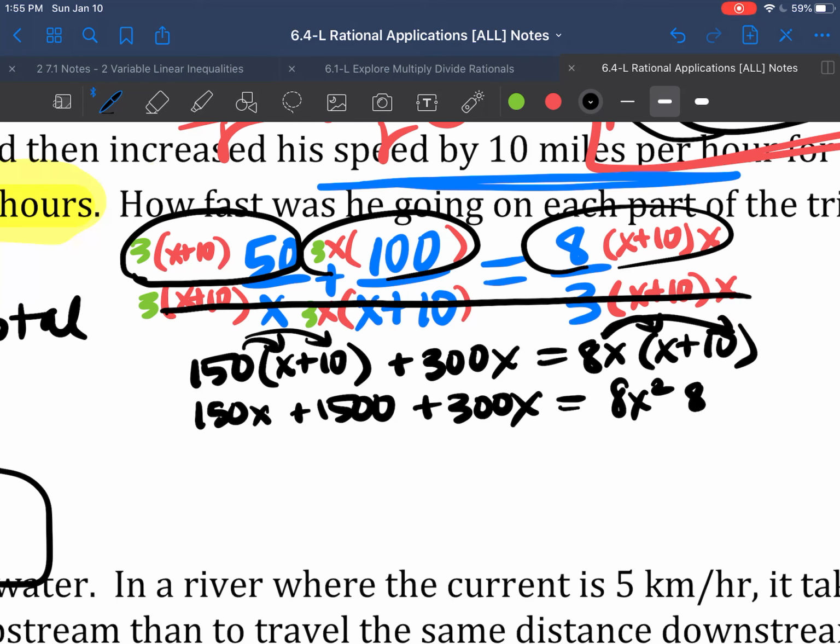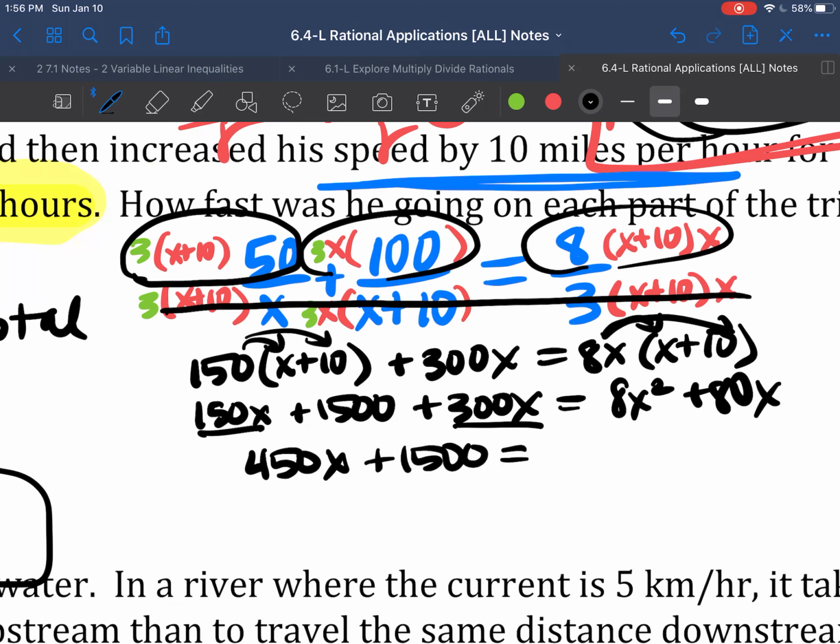And that gives me 80, gosh. Okay, so now we have a quadratic to solve. All right, so we need to combine some like terms. We've got 150 and 300, that's 450x. And since it's a quadratic, we want to get everything on one side.